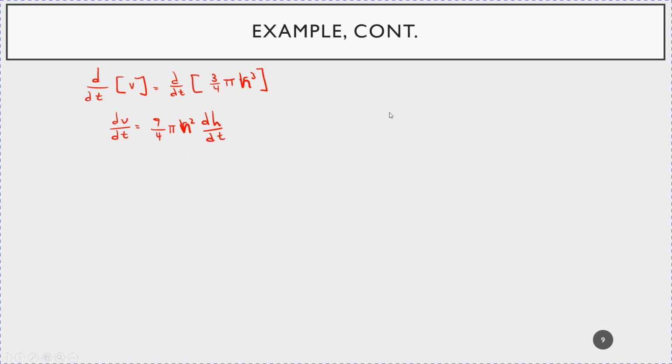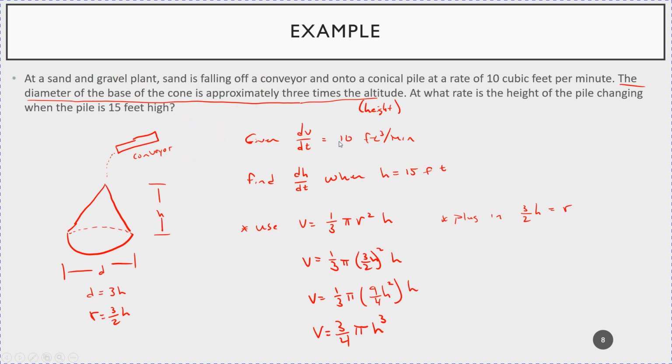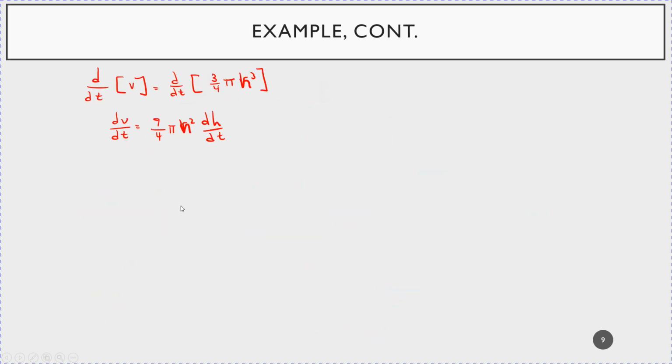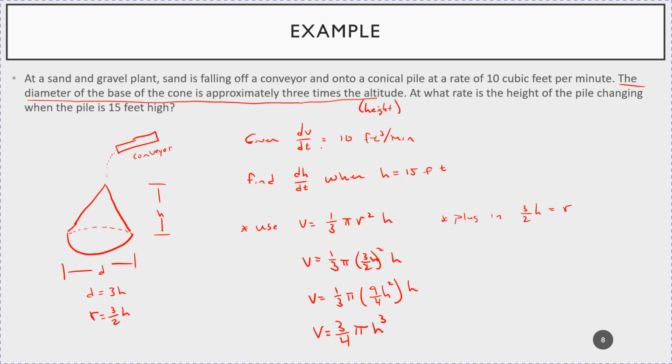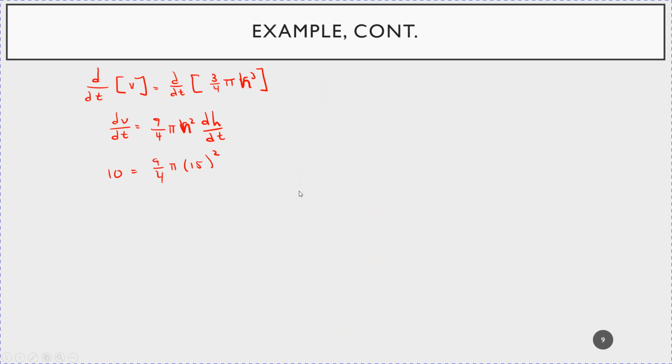Okay, so now let's see what we're given here. dV/dt is 10. I'm going to leave the units off for the end, because the height is only going to be in feet per minute, since it's just the height here. So we'll tack those units on at the end. So the volume is changing at 10 cubic feet per minute, which is equal to 9/4 pi. And then we wanted the height. The height was going to be 15 feet, so this is 15 squared. And then dh/dt, that's what we're looking to find.